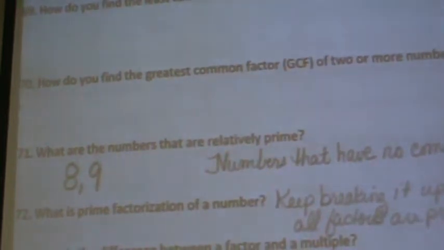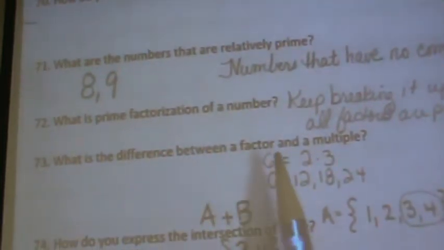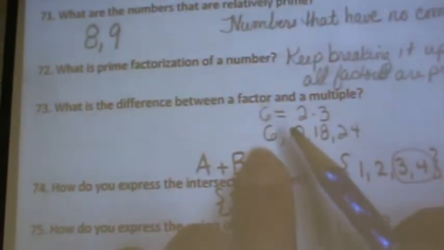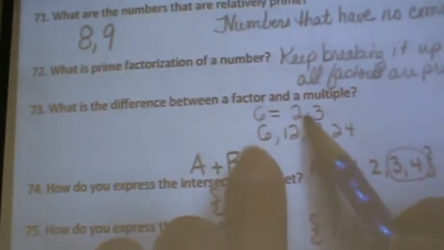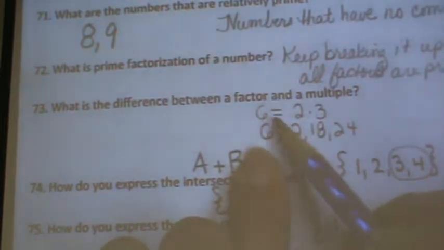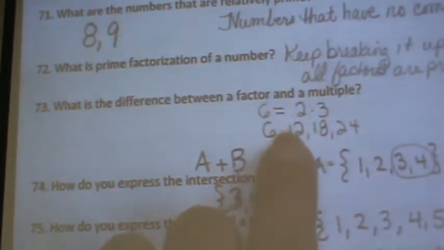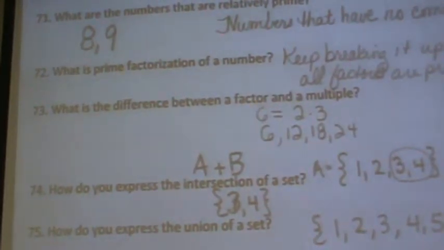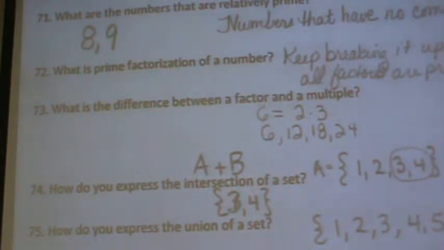Okay, what is the difference between a factor and a multiple? Well, a factor, like if I said, what are the factors of 6? It'd be 2 and 3. What numbers multiply to give you 6? If they are asking you for multiples of 6: 6, 12, 18, 24, 36, and so on. Those are multiples.